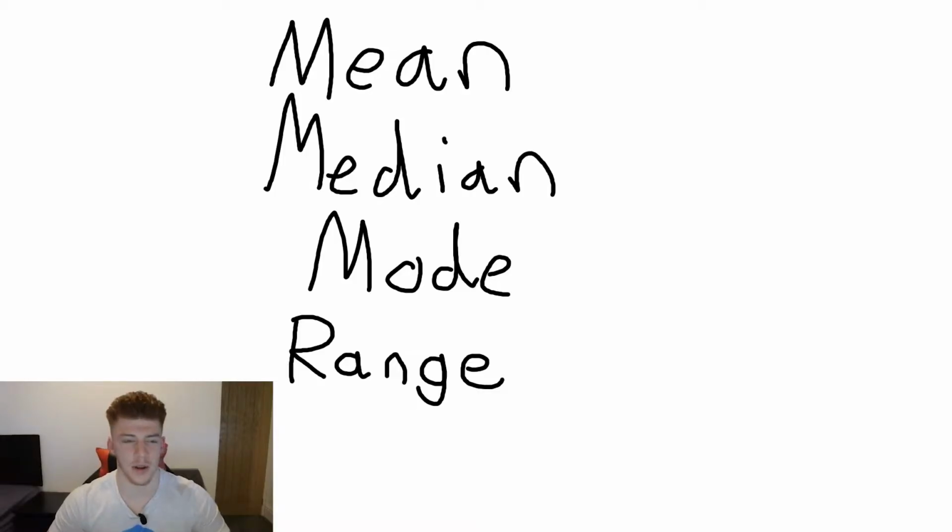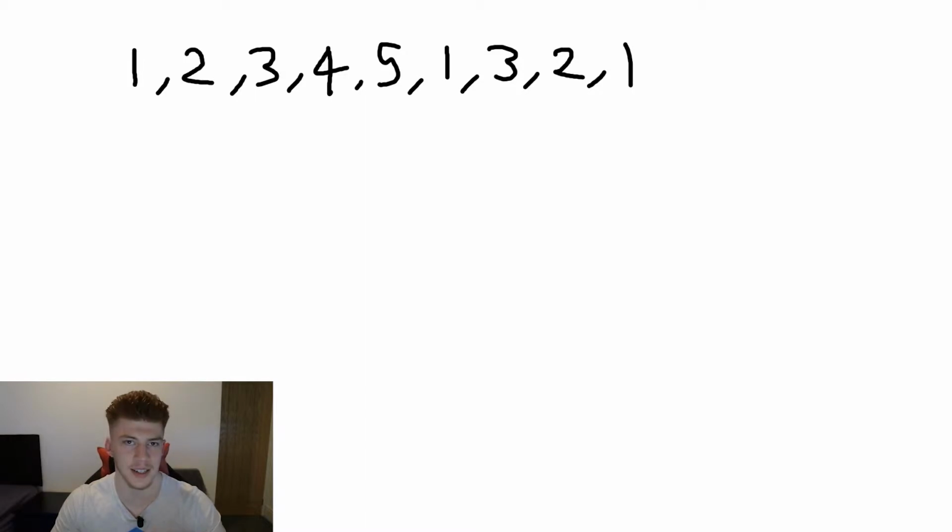Today we are going to be doing mean, median, mode and range. What all of these terms mean is just different ways of finding the average of a group of values. So here we have a group of 9 different numbers.